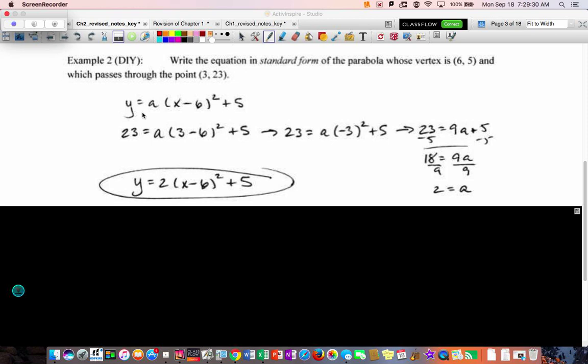All right, so if you fill in everything, you know your h is the 6 and the 5 is your k. Put in the 3 for your x and the 23 for your y, and when you solve, you're getting an a value of 2. So this is what the final equation would look like.